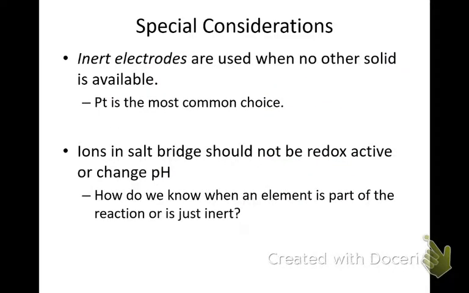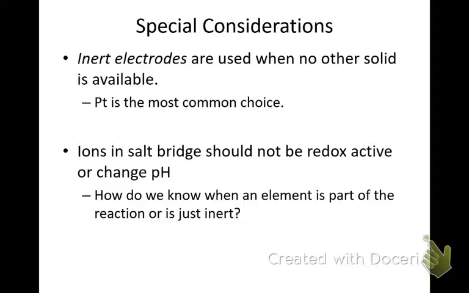Okay, so some special things to think about when you find yourself looking at electrodes. Inert electrodes are used when no other solid is available. So in the example we found, we had a solid reactant and a product. So we had silver solid and we had copper solid. If our reactants and products are all aqueous, we can use an inert electrode in order to help the electrons meet the molecules. Platinum is the most common choice. So if you see platinum, that is an inert electrode. It's not part of the reaction.